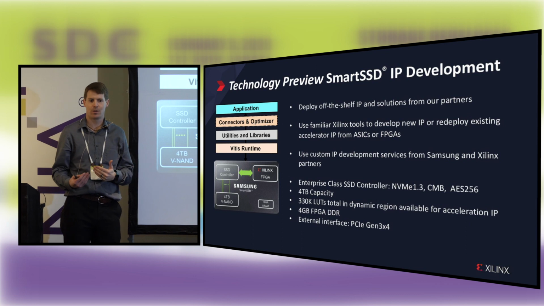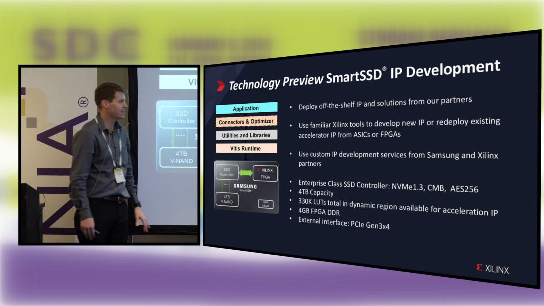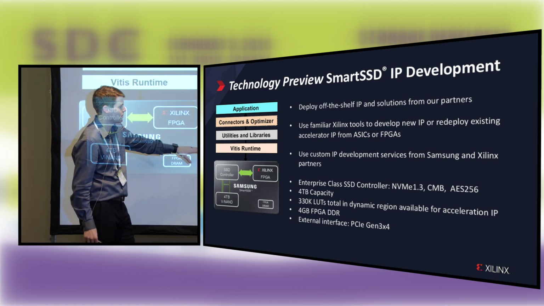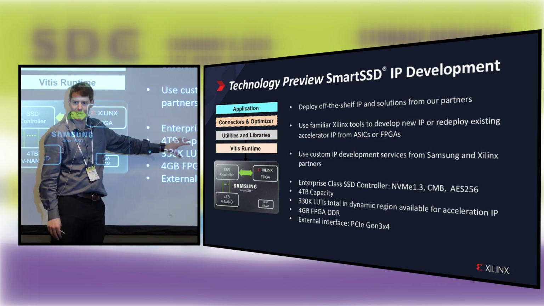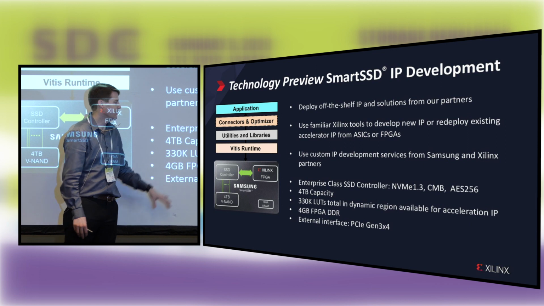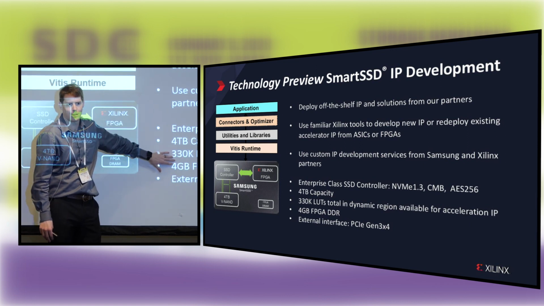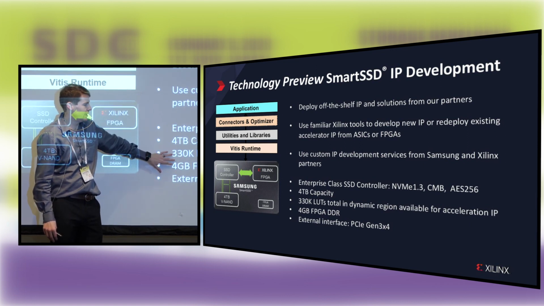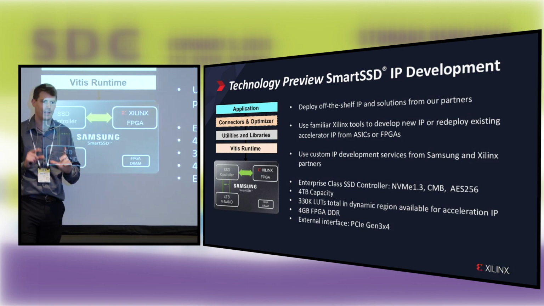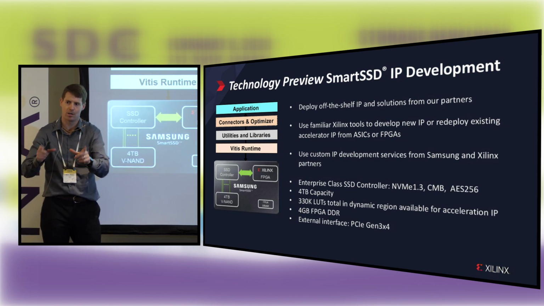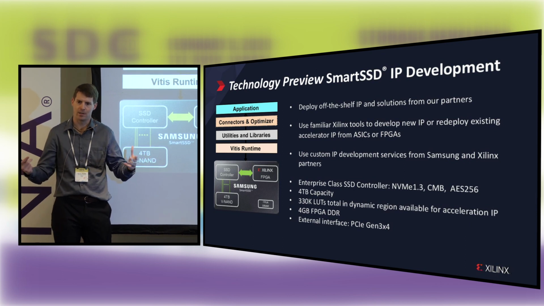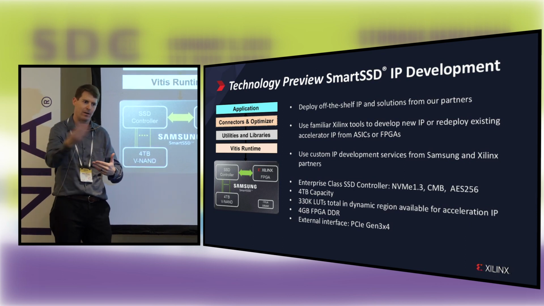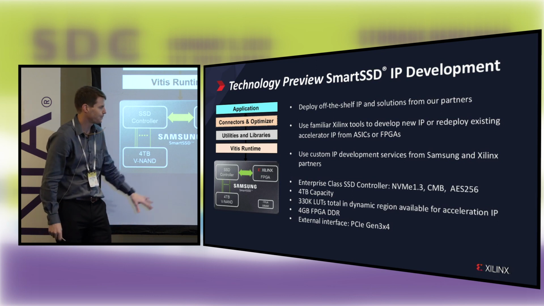The interface for the host is done, and you basically can deploy an application directly from a partner, or if you're developing it yourself and have had experience with FPGAs, there's effectively a 330K LUT dynamic region that allows you to put a custom kernel into that same API, and you can do a custom function and just write the metadata transfer from the host.